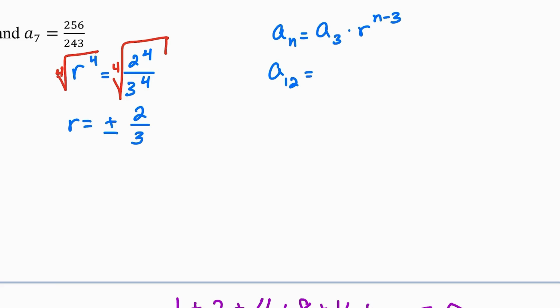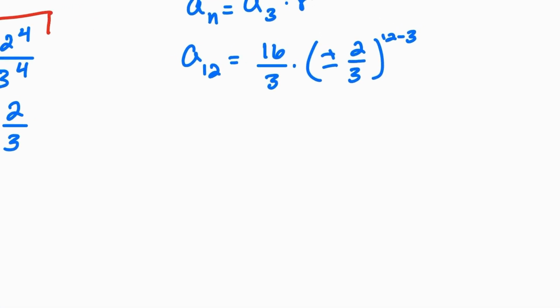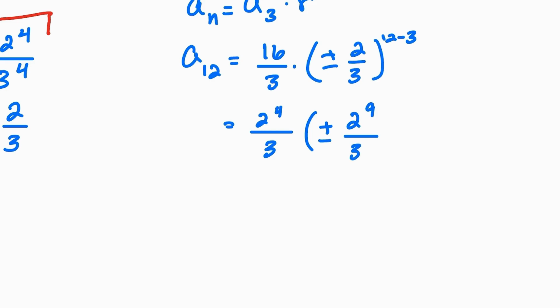Then the third term is 16 thirds. And then we found out r is plus or minus 2/3, and then n minus 3. Oh, but n is 12, so I'm going to plug in 12 in there. So now it's just a point of simplifying this. Well, 16 is 2 to the 4th, and then 3. And then if we do 12 minus 3, that's 9. Well, if you take something that's positive or negative to the odd power, it's going to stay positive or negative. So I'm going to leave this as plus or minus 2 to the 9th over 3 to the 9th.